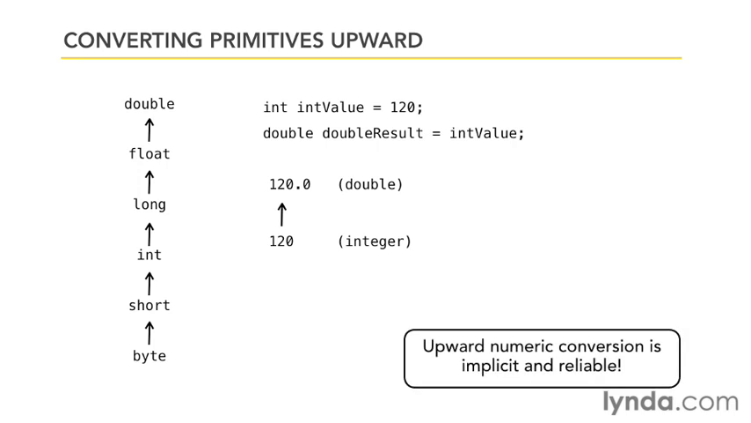We call this sort of numeric conversion implicit. You can simply assign a value from one variable to another without any special notation. And because all of the conversion is reliable, that is, the values will fit in both variables easily, you don't have to say anything specific in your code about it.